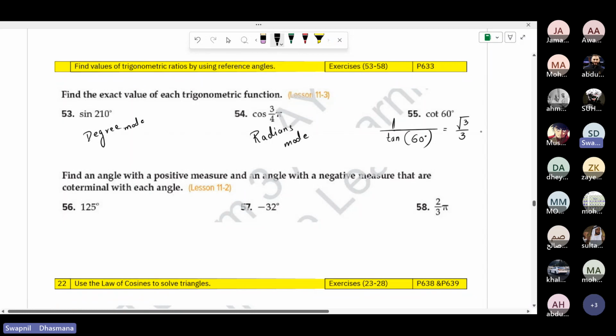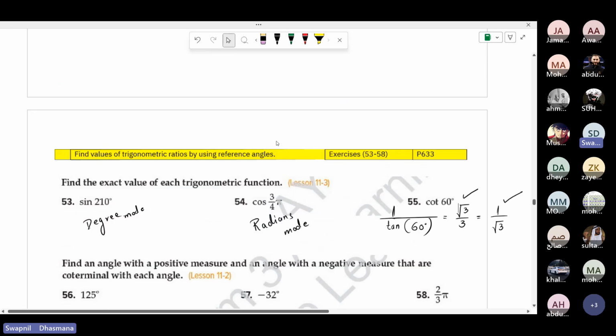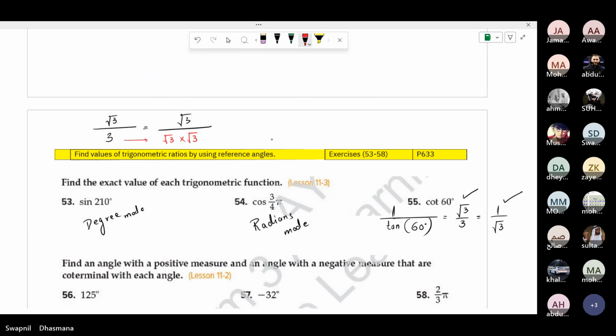Now sometimes in the answer you will have 1 over root 3. This is the same. How? See, 3 you can write like root 3 times root 3. So the 1 will cancel, and if you have 10, you can write it as root 10 times root 10.